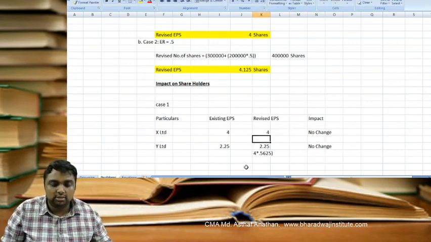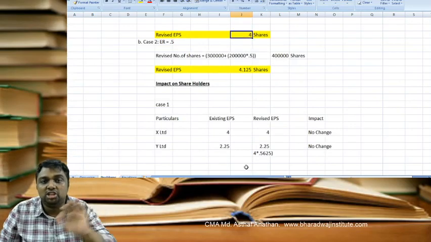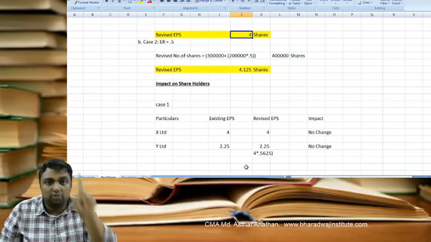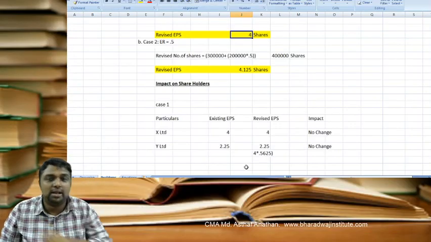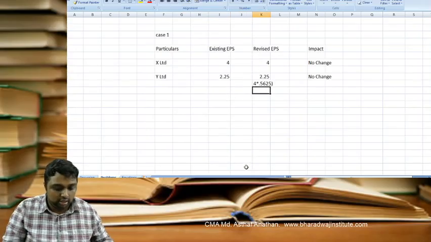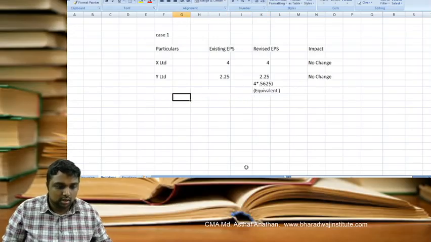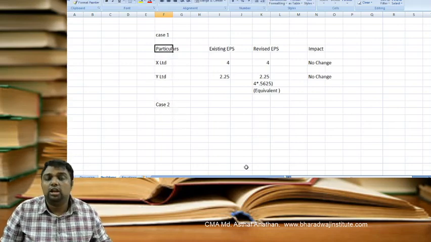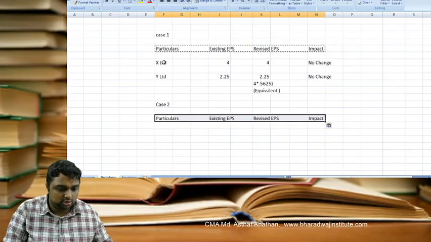See, this point is very important. Sometimes students simply give 4 here also. See, this is after the merger. After the merger, Y Limited shareholders are not getting an equal number of shares. For every one, they are getting only 0.5625. That means if they are getting 4 EPS, as far as the old company is concerned, it is only 2.25. That is what I call equivalent. Not correct otherwise. Now we will go for case 2. Because we know case 1 is the EPS method. If you do the EPS method, there will be no change.